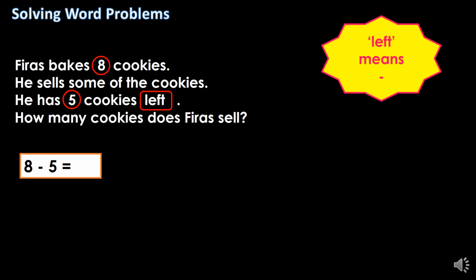Which one is the bigger number? 8. So we are going to start counting from 8. Which one is the smaller number? 5. Let's have 5 fingers up.